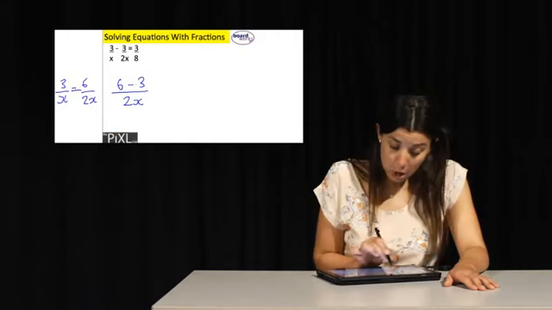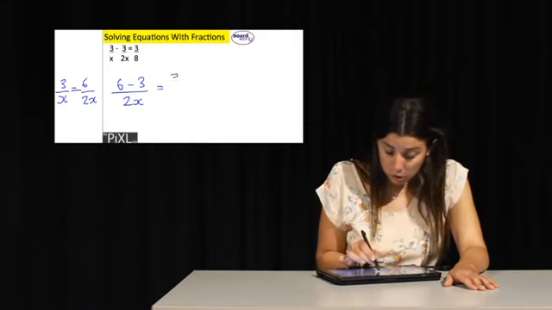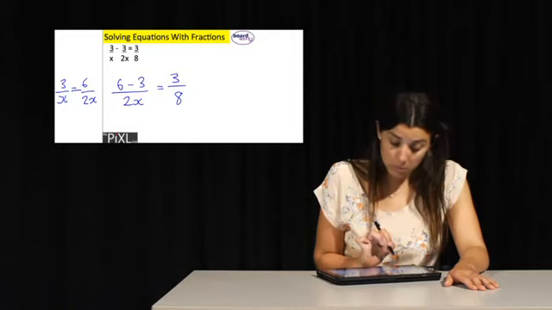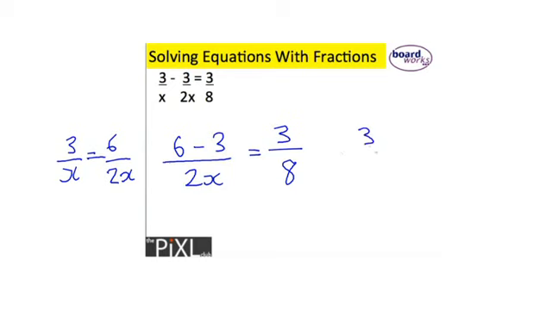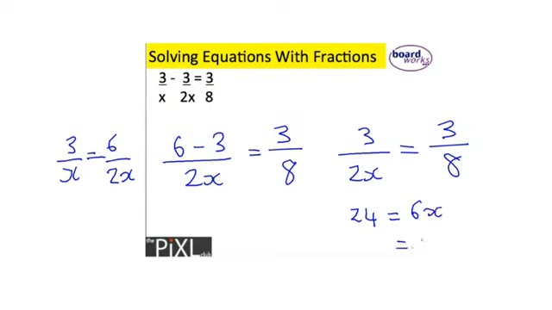6 minus 3 over 2x is equal to 3/8. At this point we can simplify our left-hand side, so we have 3 over 2x equals 3 over 8. In this situation, it's easy to cross-multiply. 3 multiplied by 8 is 24, equal to 3 multiplied by 2x, which is 6x. We're solving for x, so we divide through by 6, and x equals 4.